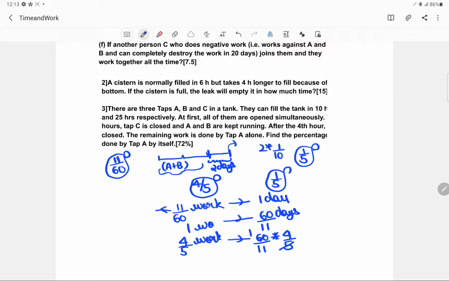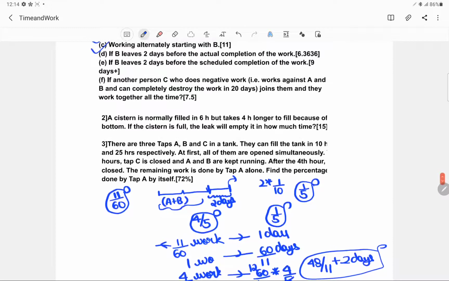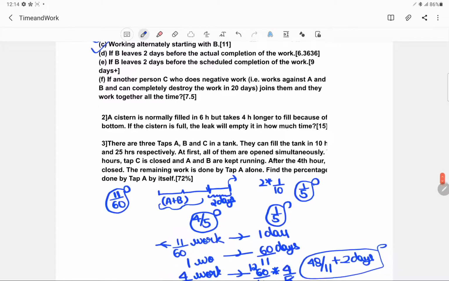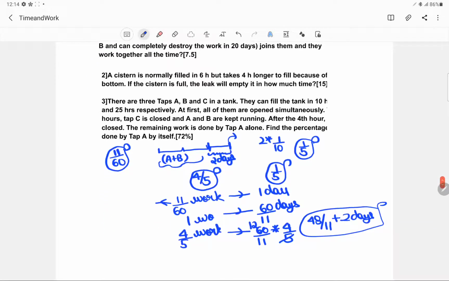Okay, and this is like 12, and this is nothing but 48 by 11 plus 2 days. So this is the number of the days that they would be taking. Okay, so this is like 48 by 11. So this would be like 4 plus 4 by 11 plus 2 days. So this would be like 6 plus 4 by 11.